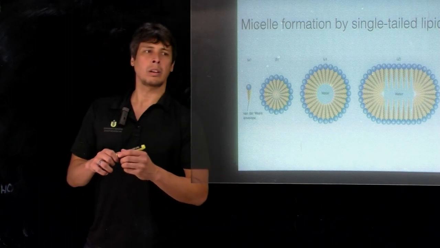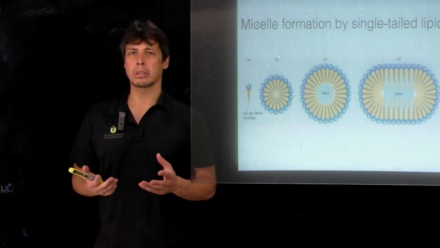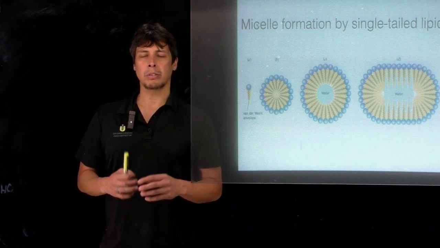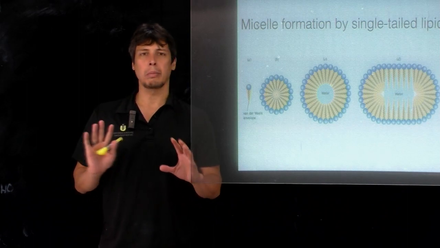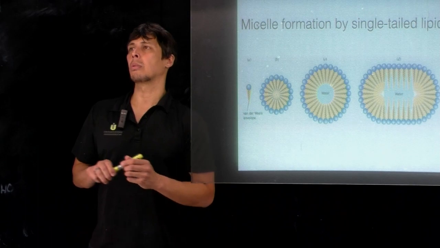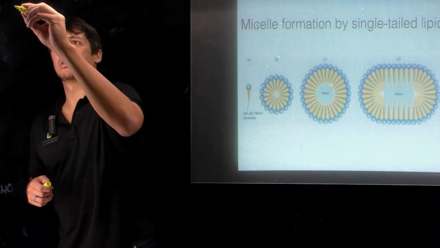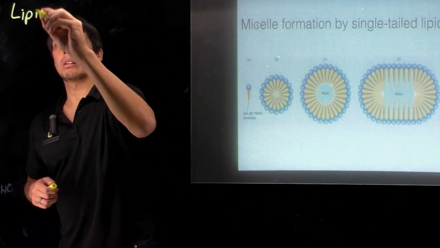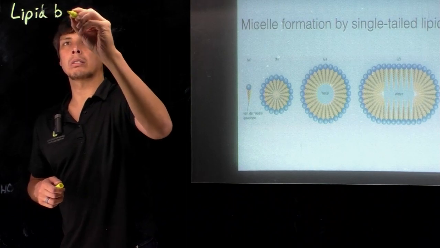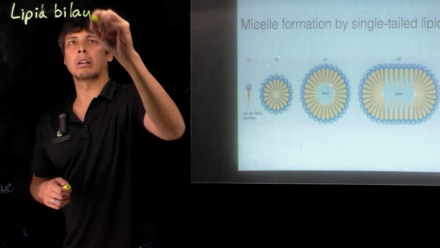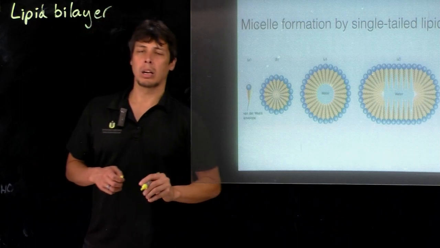Okay, so now that we've looked at different components that might be in the membrane, we have to return back and think about why the membrane, how the membrane is formed. And so what we look at when we're talking about cells is we're typically looking at what's called a lipid bilayer.